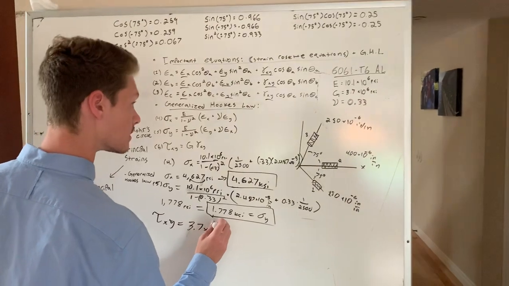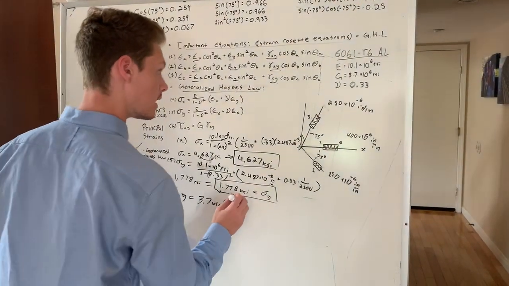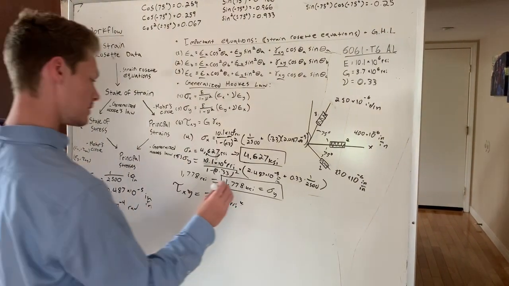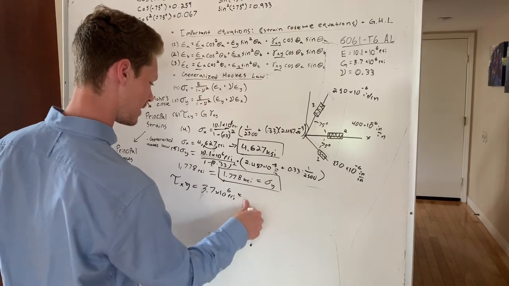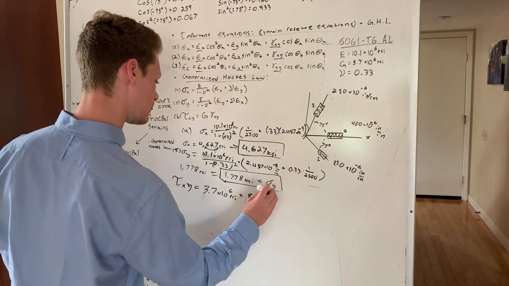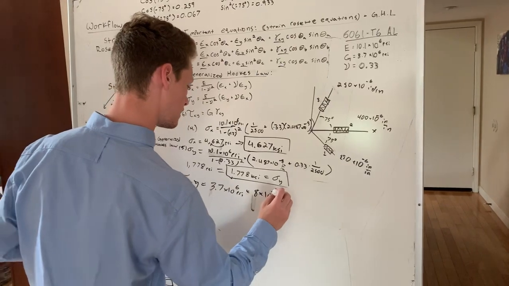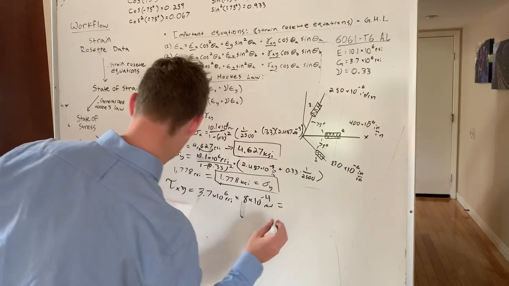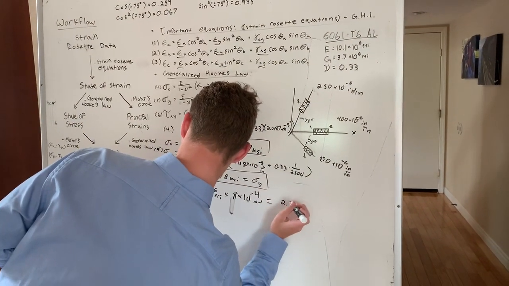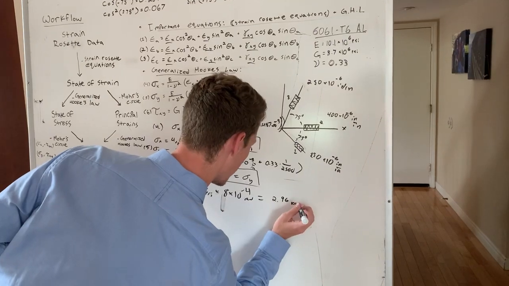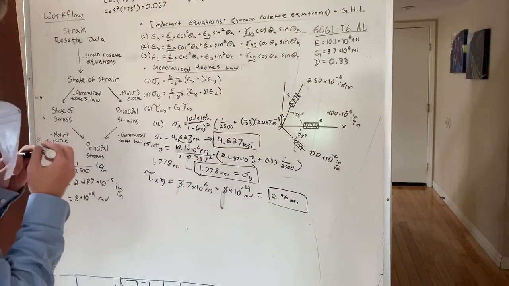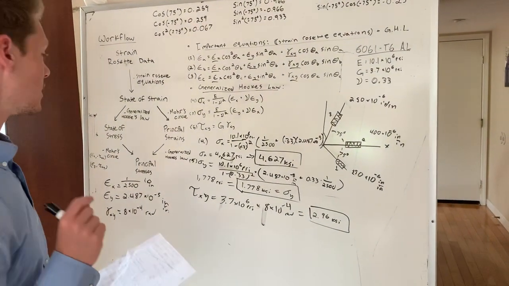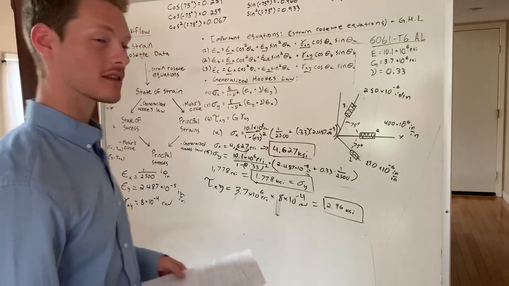3.7 times 10 to the 6 psi times gamma, which we solve for, and that is 8 times 10 to the negative 4 radians. All right, this simplifies to be 2.96 ksi, and now we have a known state of strain, which is good because now we can use Mohr's circle to find the principal stresses.